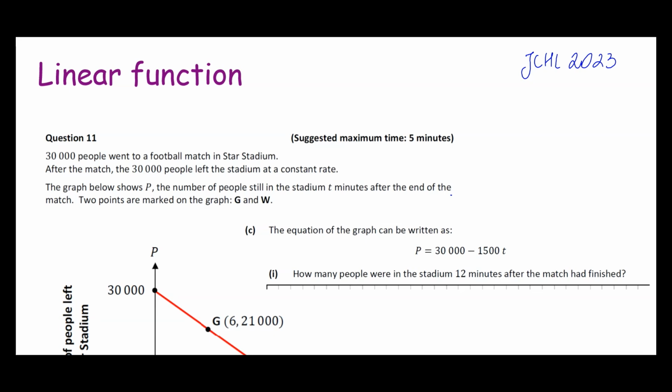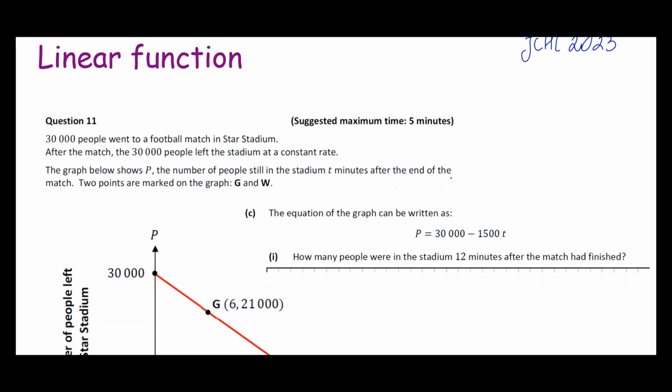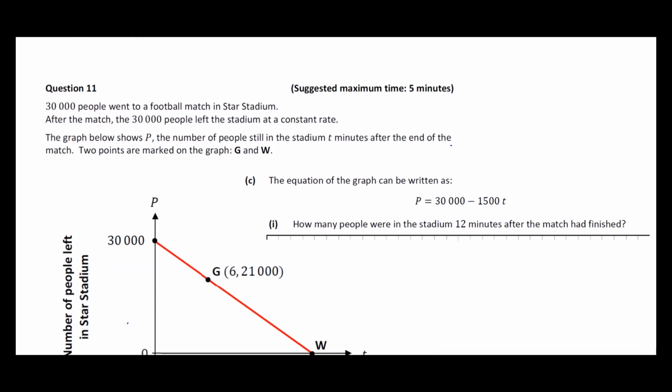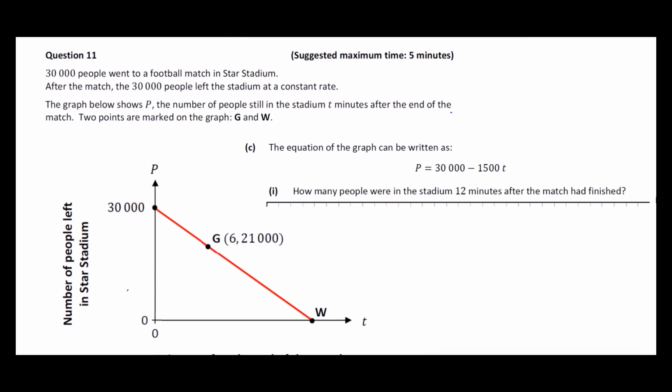The basic function that we learn about is linear function, and linear function is just a straight line. And this question talks about linear function. This question is about the fact that there was a football match, that there were 30,000 people at the game, and then when the game finished, people started leaving the stadium. And that kind of makes sense.